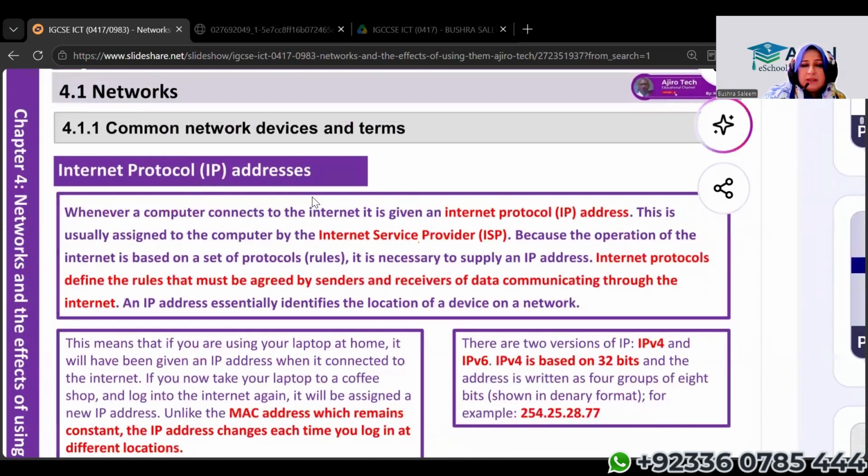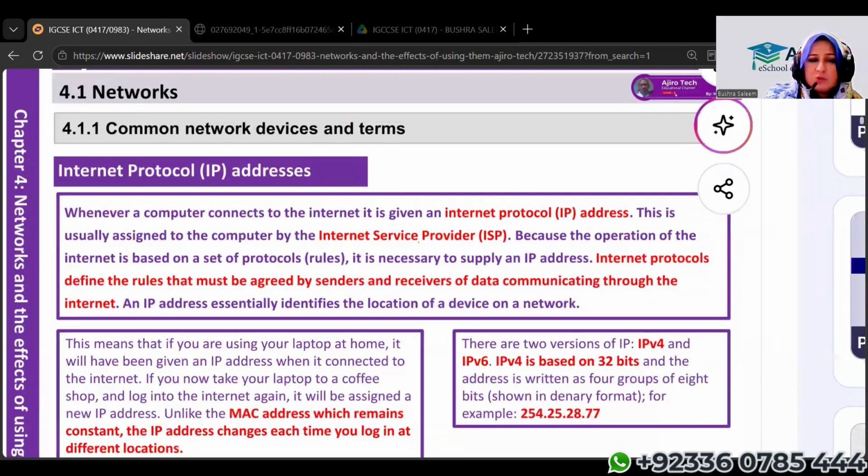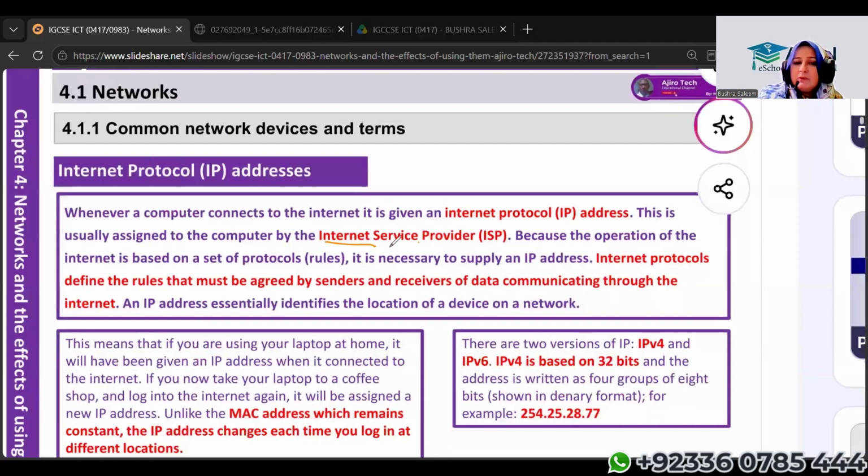Now, the common network devices and the terms that we are going to use. The first thing is the IP protocol. What is Internet Protocol? Basically, it's a set of rules that is used to connect to the internet. For example, to connect to the internet, we need to connect to some ISP, which gives us the facility of the internet. This ISP, like PTCL, assigns one IP address to the machine or device on a network.